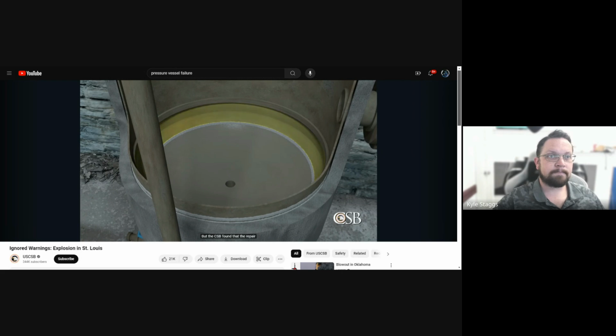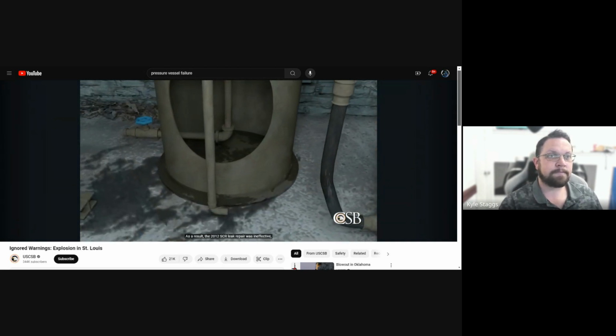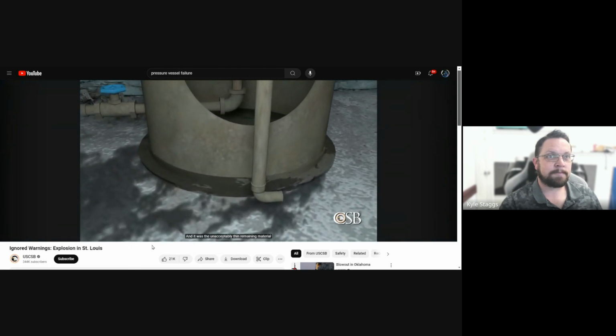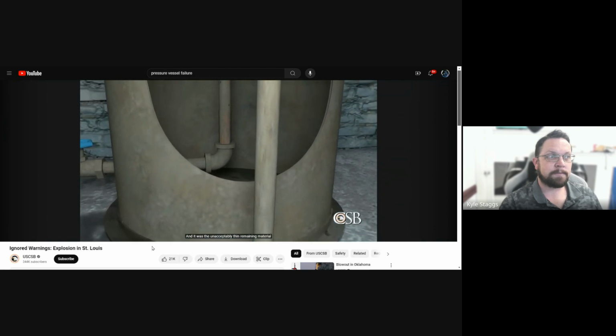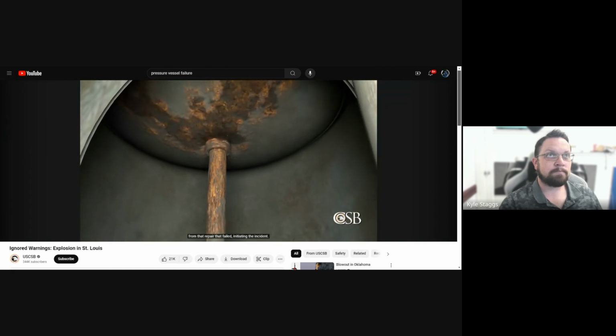But the CSB found that the repair did not adhere to that code, which generally requires that all defective material be removed. As a result, the 2012 SCR leak repair was ineffective, incomplete, and dangerous, and it was the unacceptably thin remaining material from that repair that failed, initiating the incident.